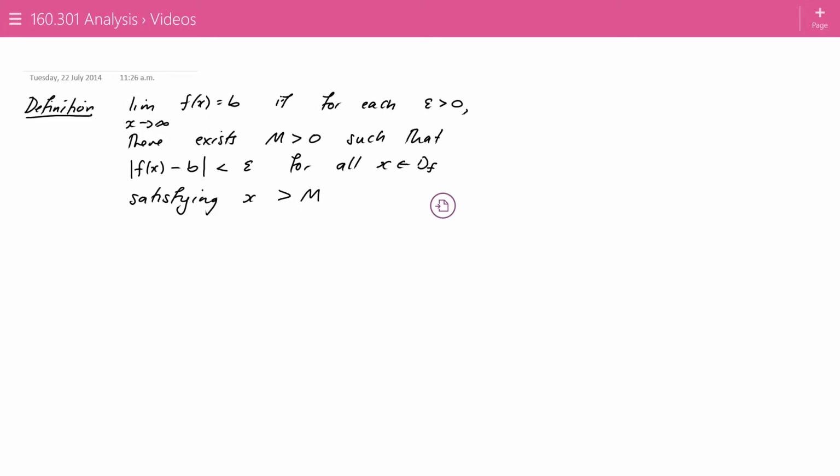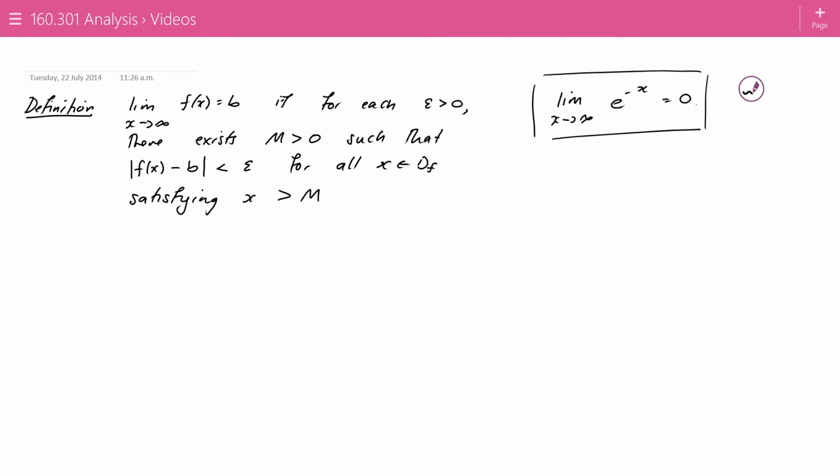Right, and in this video we're going to talk about the other kind of infinite limit. This is the one where we look at the limit of a function as x goes to positive infinity. And we're going to illustrate this with an example. We're going to show that the limit as x goes to infinity of e to the minus x equals 0. Okay, that's what we're going to try and do.